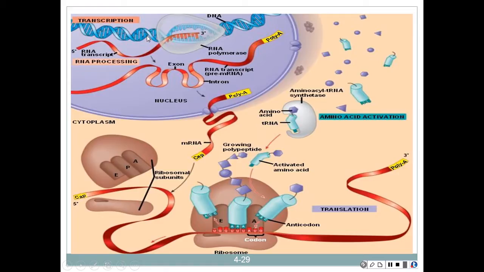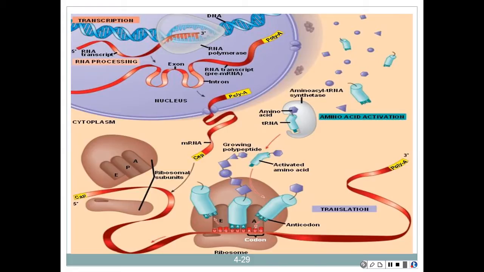Okay? Now, the RNA produced is a pre-mRNA. That's what it's called, a pre-RNA. That contains sense portions called exons and nonsense portions called introns. So here's our introns, and here are exons. Now, enzymes excise the introns, and they're going to splice together the exons.